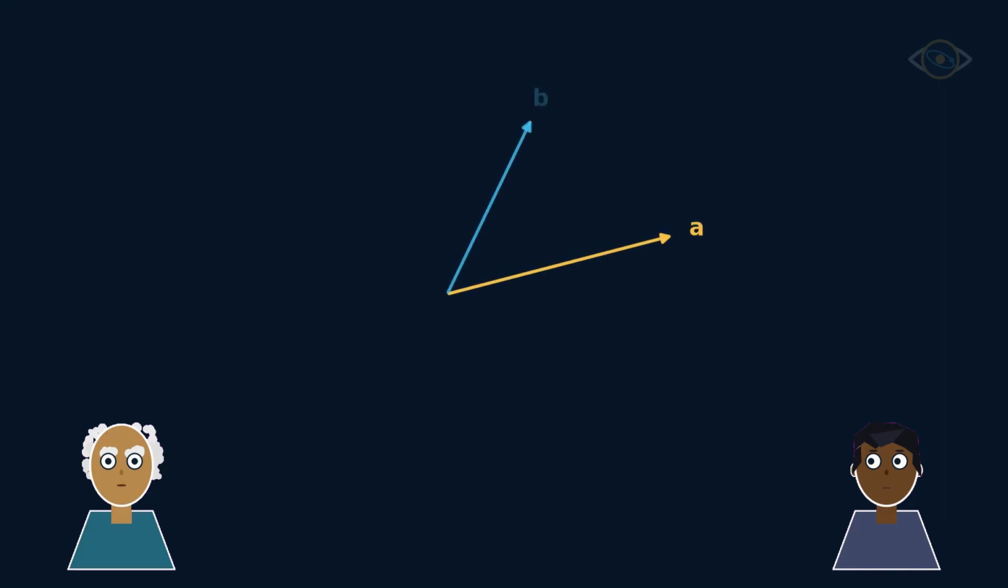Picture two vectors. The dot product takes them and returns a single number. The question is, what does that number measure? Let me guess. Something about how much they point the same way? Exactly the right instinct. Watch.